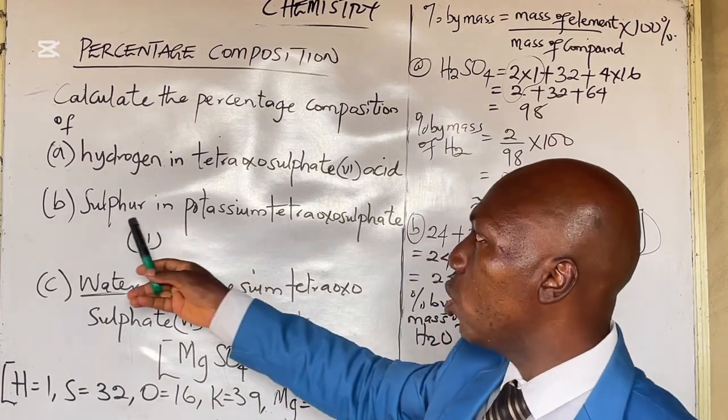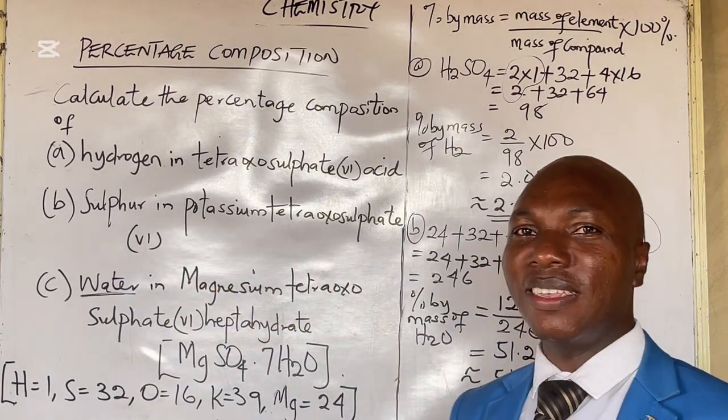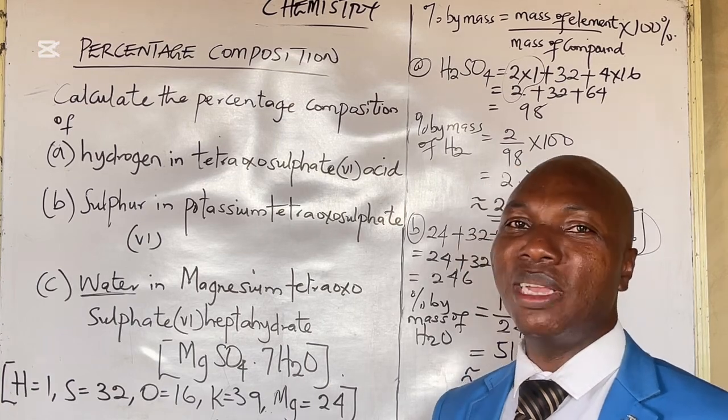So we're asked to do sulfur in potassium tetraoxosulfate 6. Let's see in our comment section.